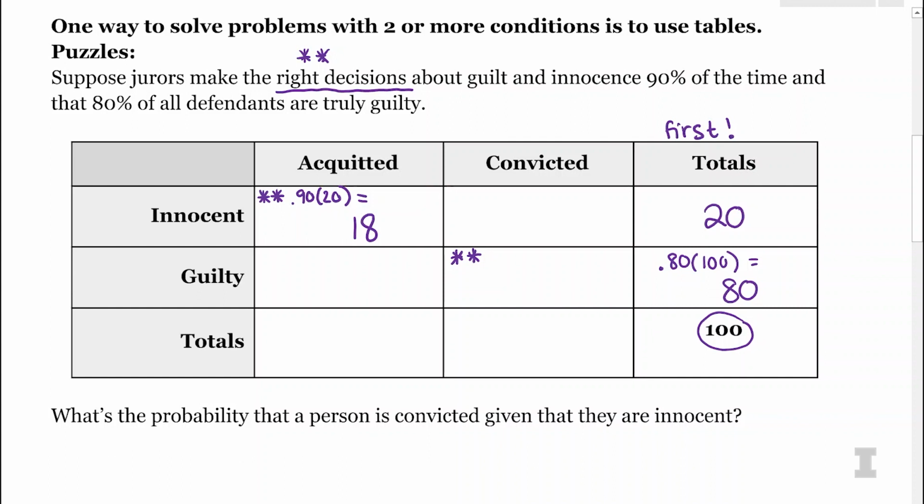That was my fault. And then, so if 18 of the 20 innocent people are acquitted, 2 of them would be convicted, which you said was kind of scary. Yeah, an innocent person going to jail. Yeah, for something they didn't do.